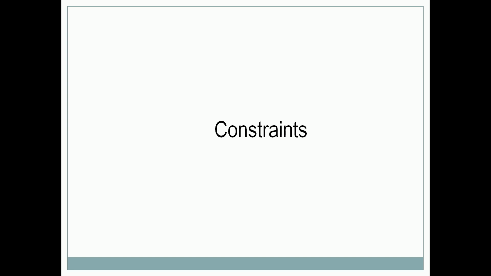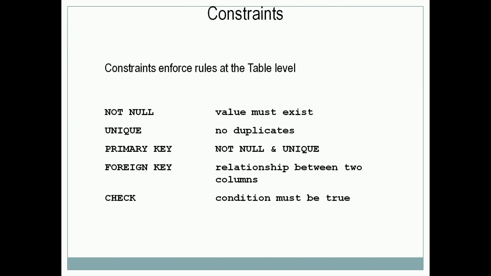This is my second video on Oracle basic tutorial. In this we are going to discuss constraints. We have a total of 5 types of constraints: not null, unique, primary key, foreign key and check.